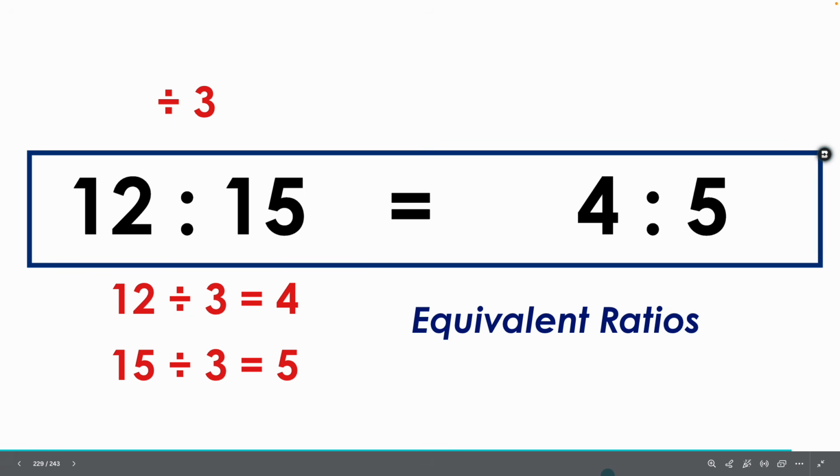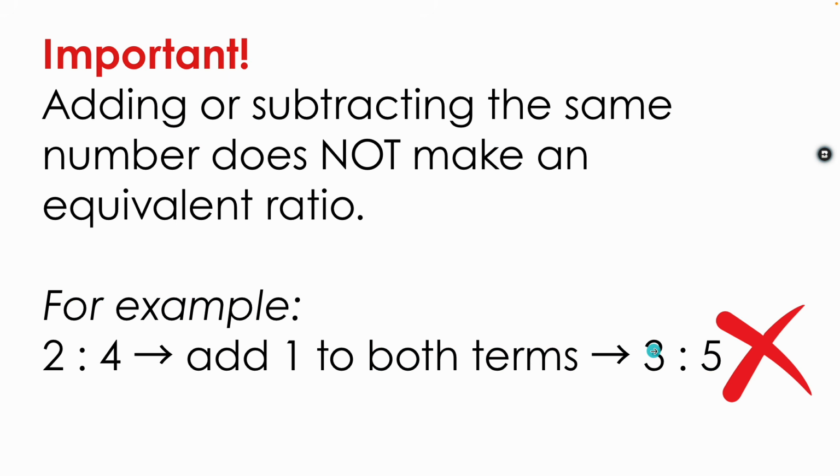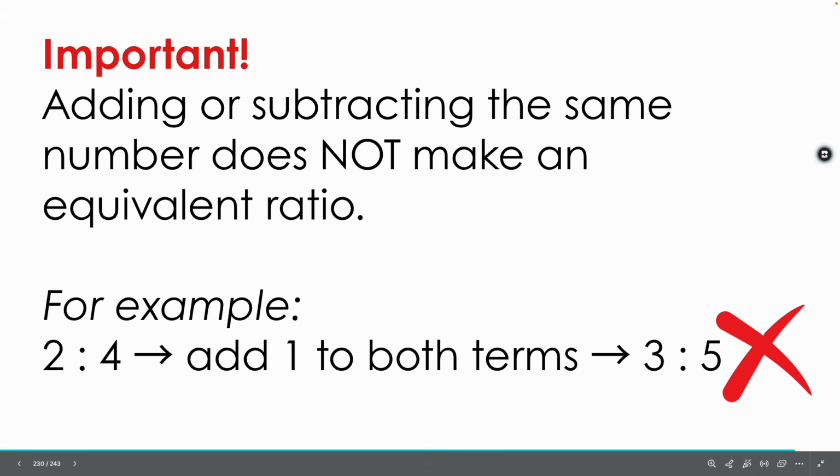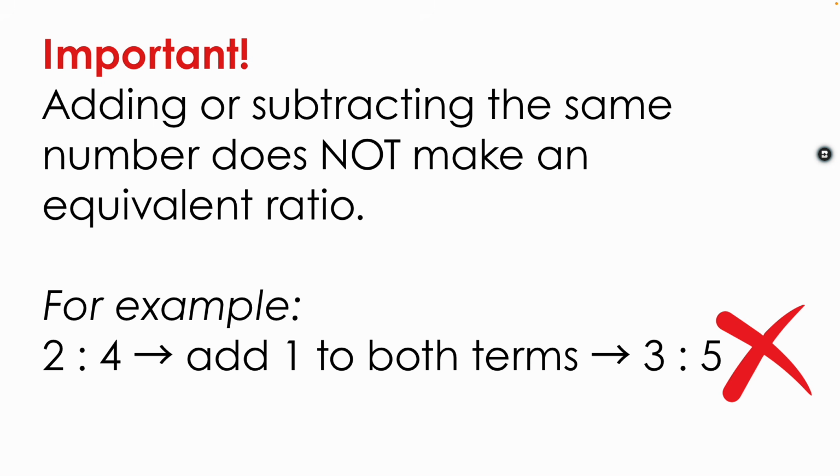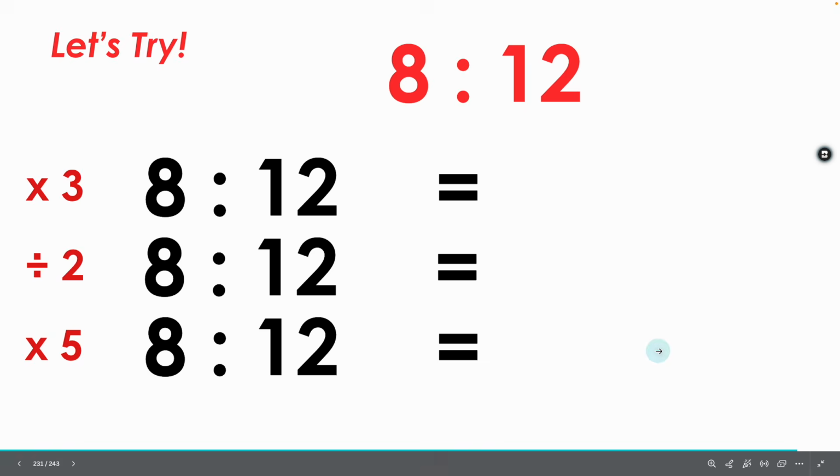They are equivalent ratios. So remember, it is important to know that adding and subtracting the same number does not make an equivalent ratio. Remember that. So, for example, if we have 2 to 4, and we are going to add 1 to both terms, we get 3 to 5. But 2 to 4 and 3 to 5 do not represent the same relationship. So, when finding equivalent ratios, do not add or subtract the same number. Instead, multiply or divide both terms by the same non-zero number. Okay?